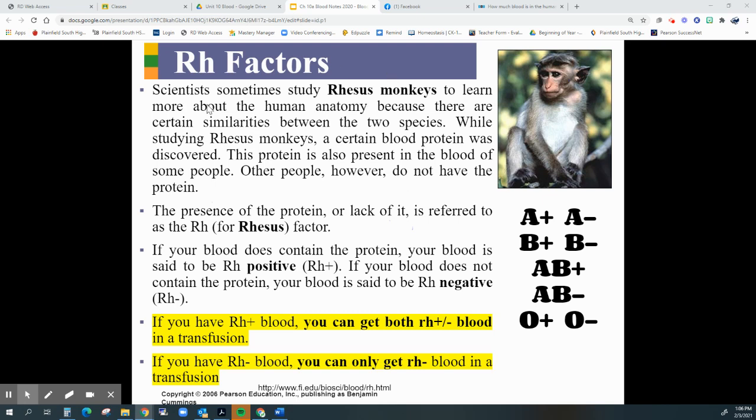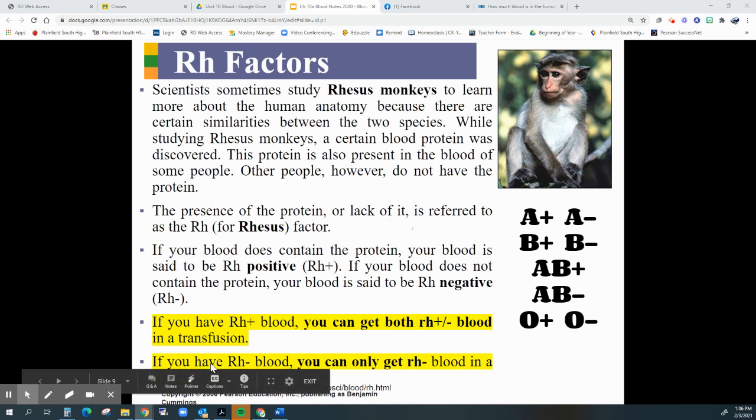The Rh factor was discovered in a study with rhesus monkeys. We found out that protein existed. The presence of the protein or the lack of the protein simply makes somebody positive or negative. The same with the blood typing. So if you don't make the protein, you're said to be negative. If you make the protein, you're going to be positive. Somebody who is Rh positive can get blood, like we showed in the diagram just a few minutes ago, from both Rh positive and negative.